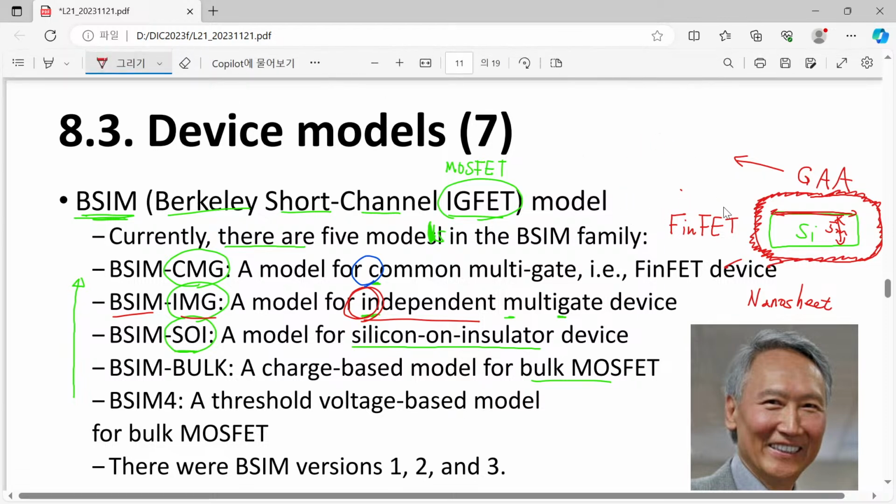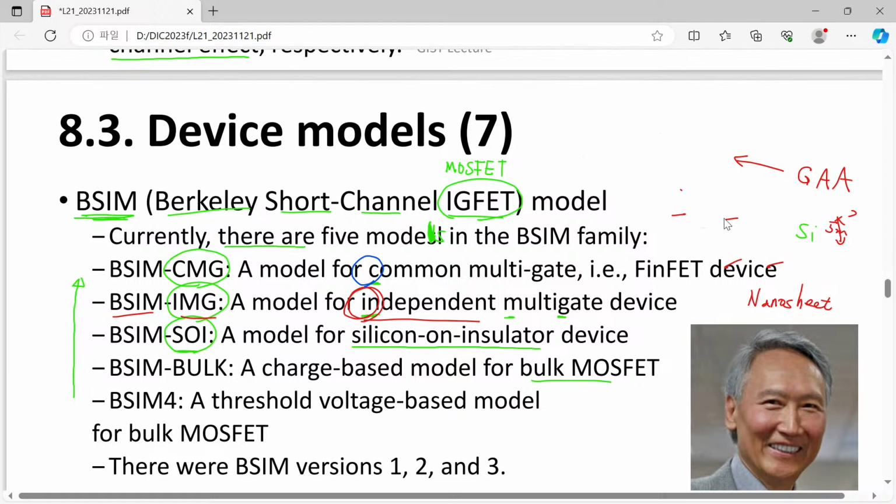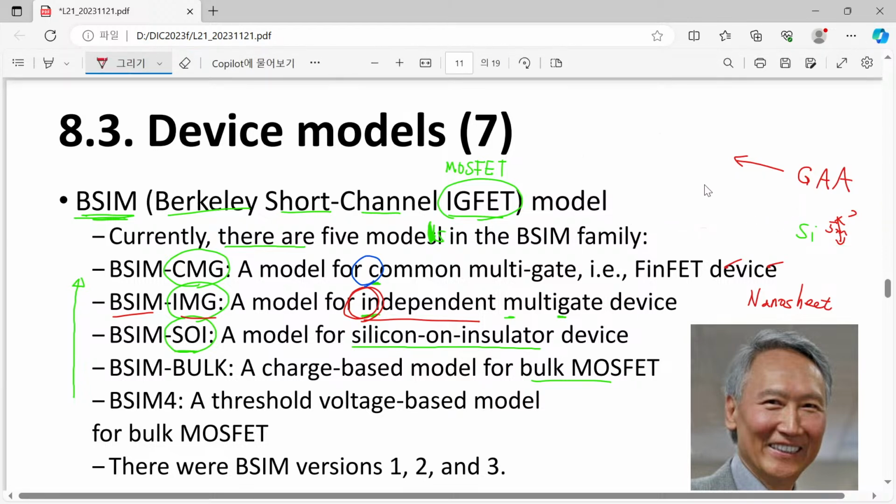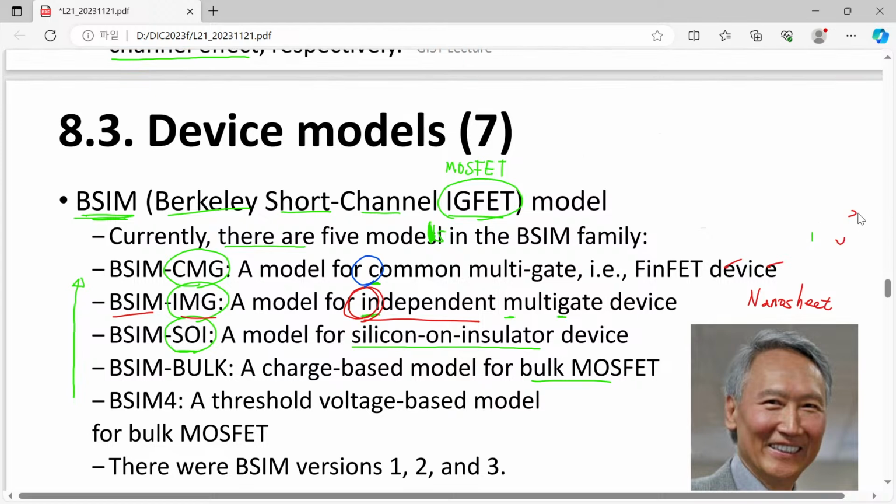So in this case, you can understand the gate is no longer independently applied to the transistor. There is only one single gate, and this single bias voltage is applied everywhere to our silicon channel. So for those cases, actually BSIM-CMG is the conventional choice for the MOSFET model.